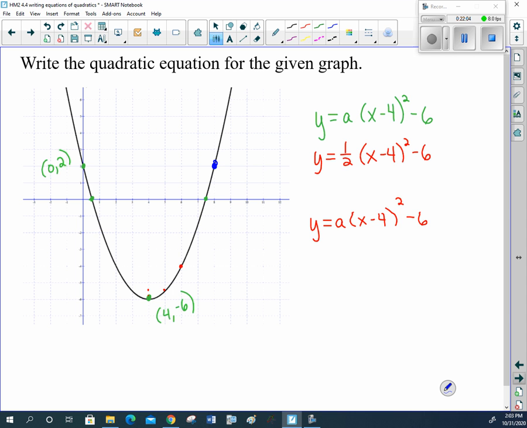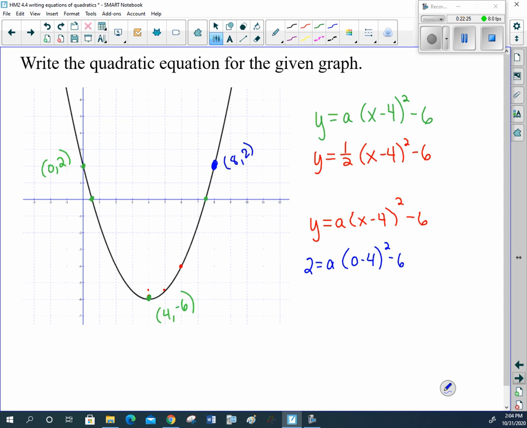I could pick, what is that? 1, 2, 3, 4, 5, 6, 7, 8, 2. I could put (8, 2) in if I wanted to find a. But let's use something with a 0. A 0 is easy to work with. So we'll put in 2 right here for y, 0 for the x.